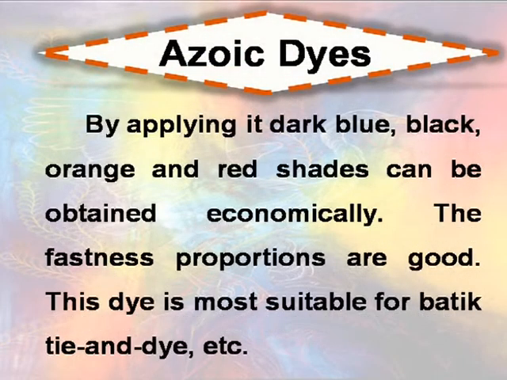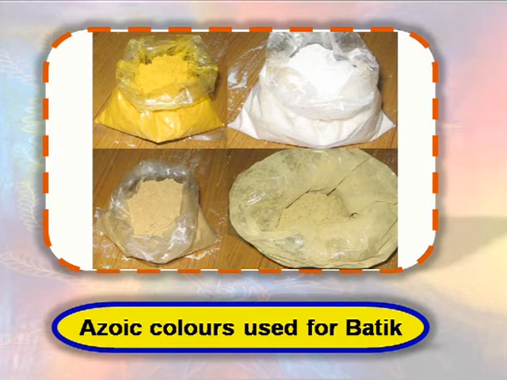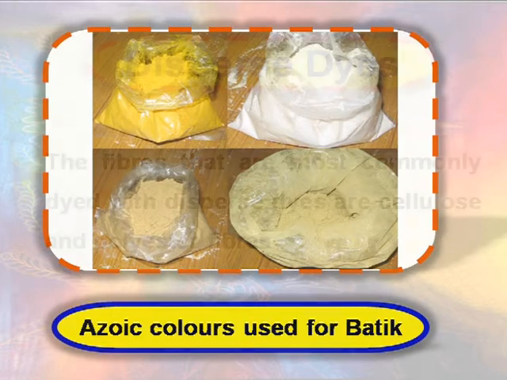Azoic dyes. By applying it, dark blue, black, orange, and red shades can be obtained. Economically, the fastness proportions are good. This dye is most suitable for batik, tie and dye, etc.